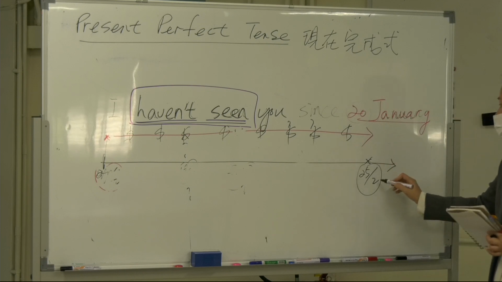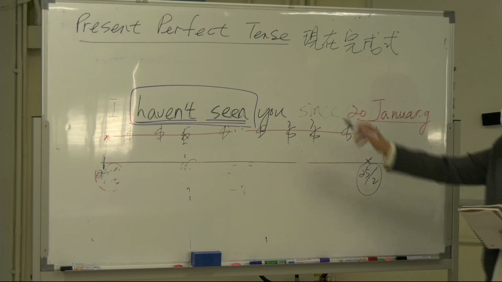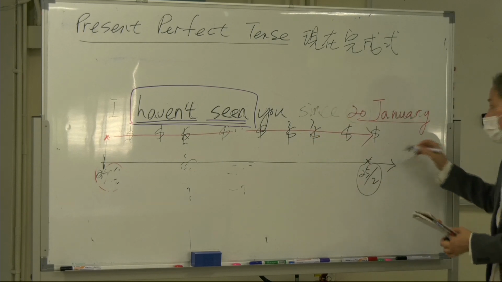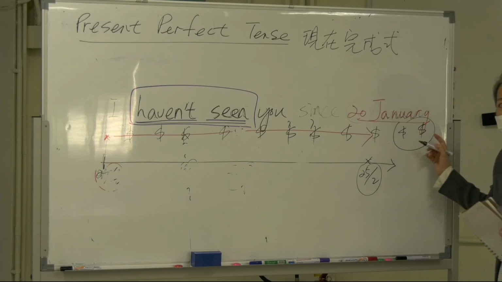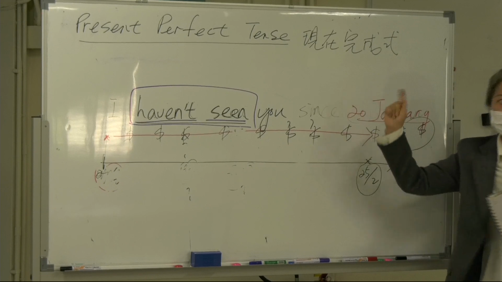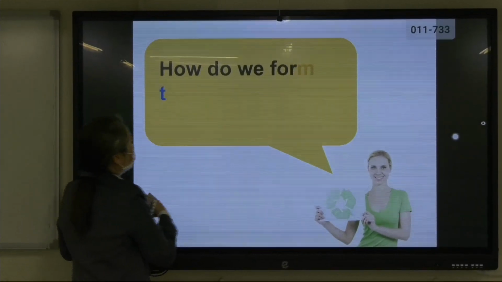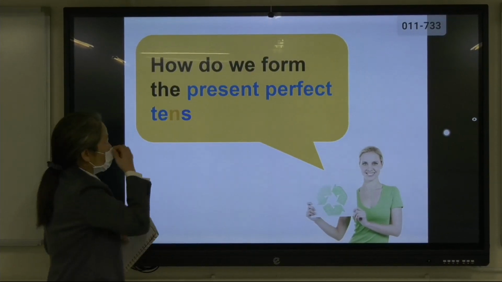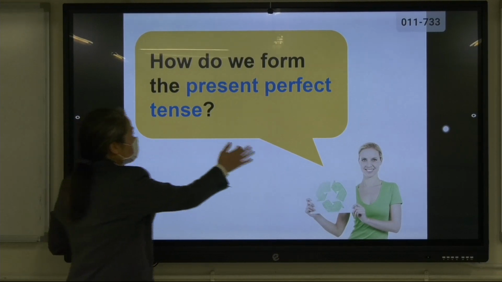Okay, now today is the 25th of February. Okay, they keep doing this thing from the past till now, and they are likely to do it again and again in the future. In this case, we'll use present perfect tense. 現在完成式。Now let's see how can we form the present perfect tense.